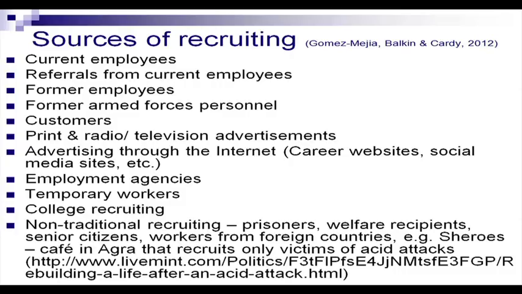Sources: current employees, training, referrals from current employees, I know so and so who can do this job well. Former employees, somebody is working for you, goes away, comes back.